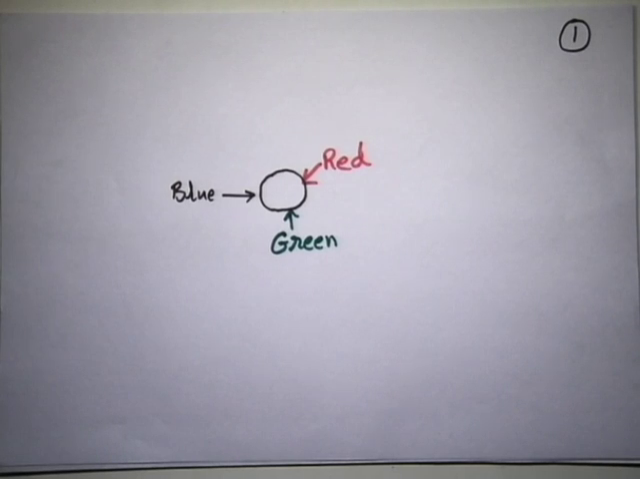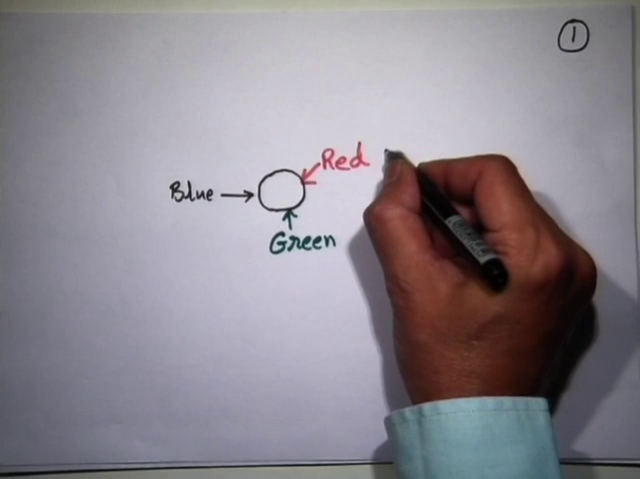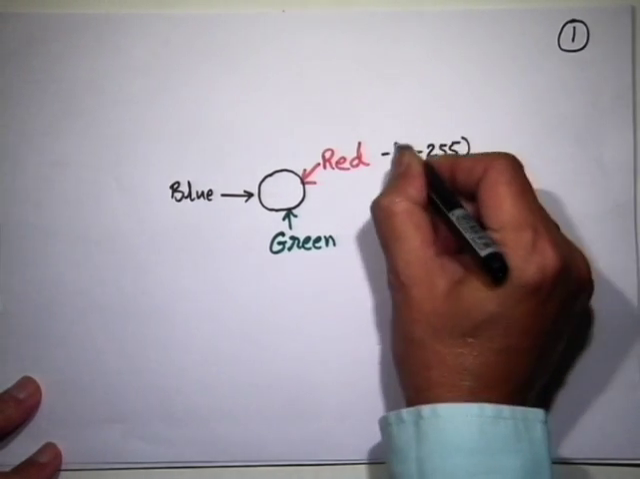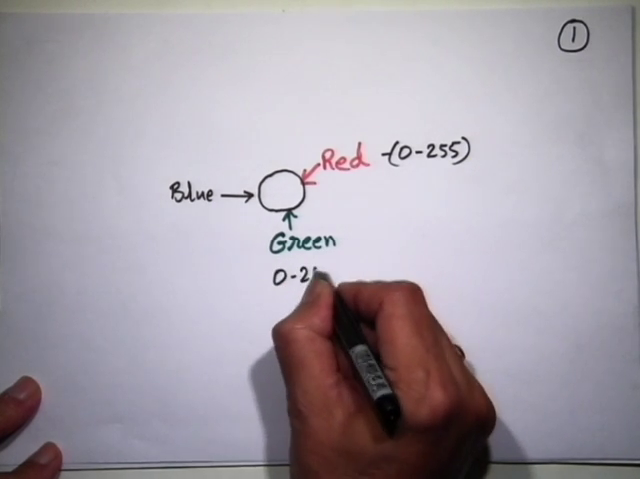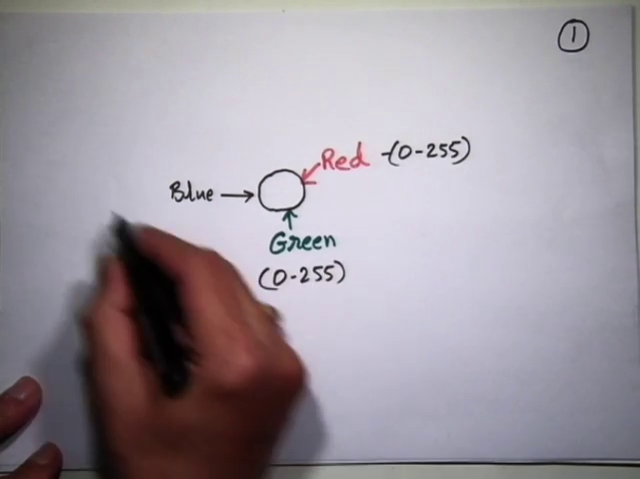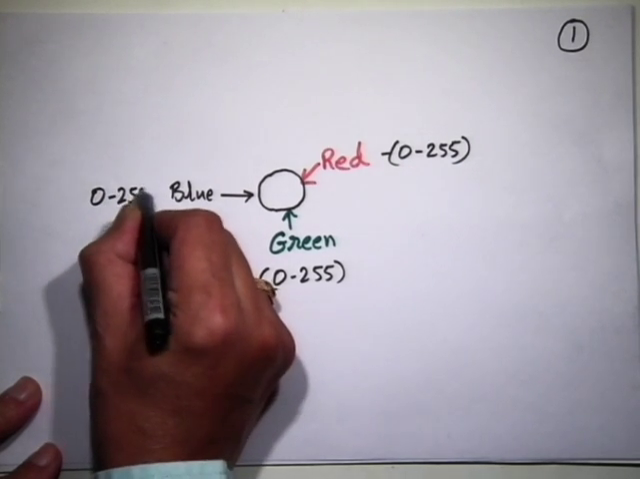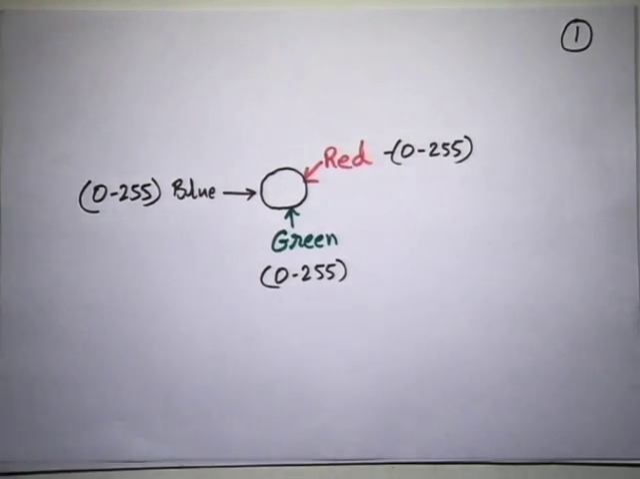As you can see, if I vary the level of any one color between 0 to 255, as I vary between black and white, for example, I will have 0 to 255 values here, 0 to 255 values here, and 0 to 255 values here. The combination is 256 into 256 into 256, and that is what gives you almost 16 million possible colors that every point can have or can represent.